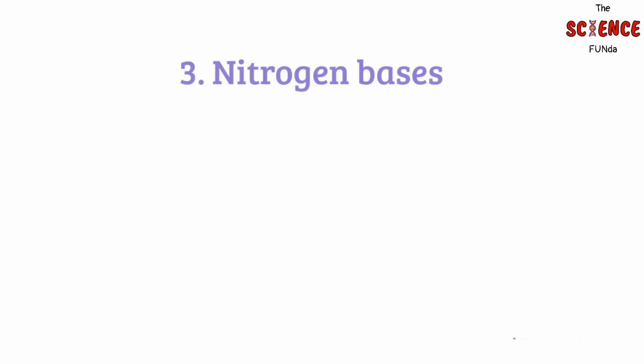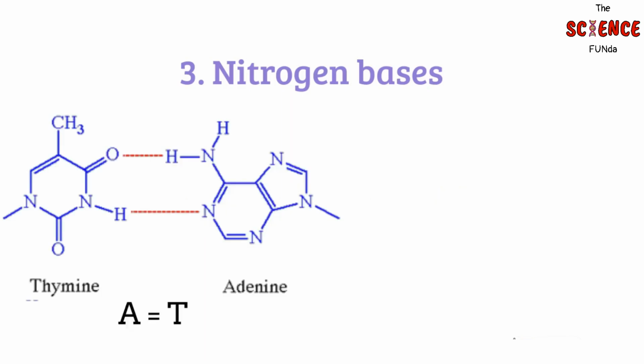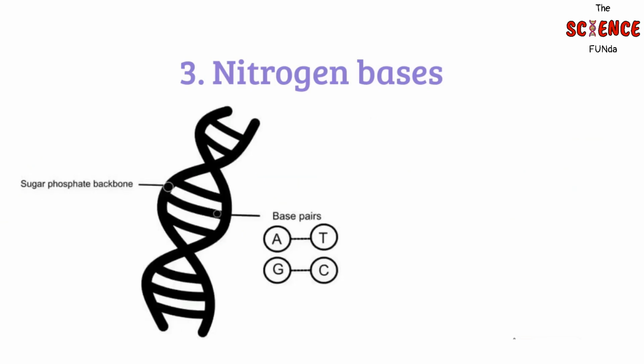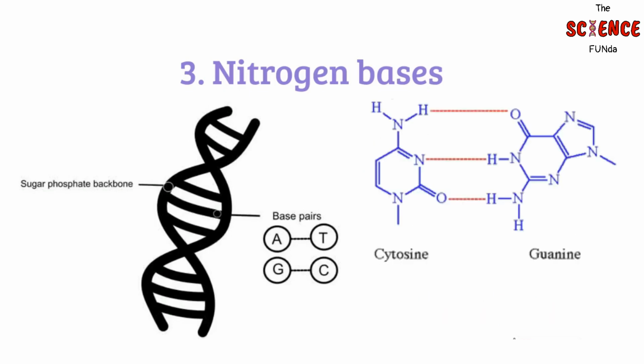The nitrogen bases have a specific pairing pattern. Purine pairs with pyrimidine base. This pairing pattern occurs because the amount of adenine equals the amount of thymine, and the amount of guanine equals the amount of cytosine. The pairs are held together by hydrogen bonds. The nitrogen bases form a unit called base pair with each other. Adenine pairs with thymine and forms a double bond. Guanine pairs with cytosine and forms a triple bond.